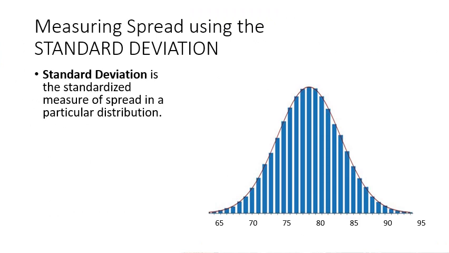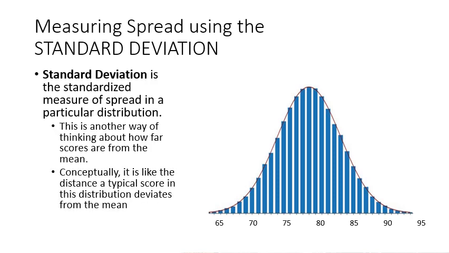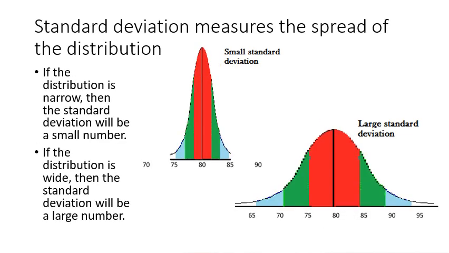A standard deviation is the standardized measure of spread in a particular distribution. So it tells us in this distribution, what is the typical distance of each score from the mean? So in other words, it's the distance a typical score in this distribution deviates from the mean. Standard deviation measures the spread of the distribution. If the distribution is narrow, then the standard deviation will be a small number.